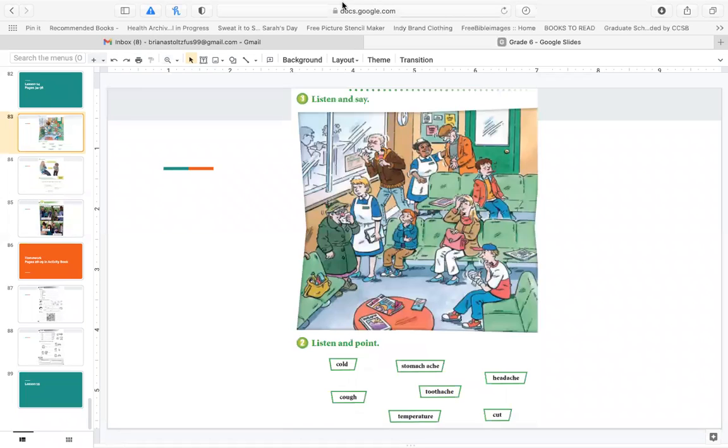We could say, he's tall and old. She's short and young. He's young and bored. She's tired and sad. He's tall and young. She's old and short. She's sad. She's happy.